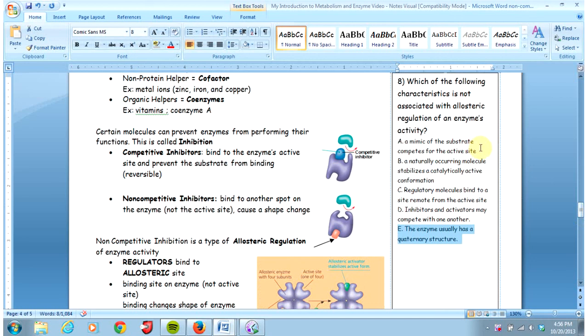I'm going to go with A, a mimic of the substrate competes for the active site, because when you have allosteric regulation, your activator or inhibitor molecule is going to bind to a site that's different from the active site, called the allosteric site.